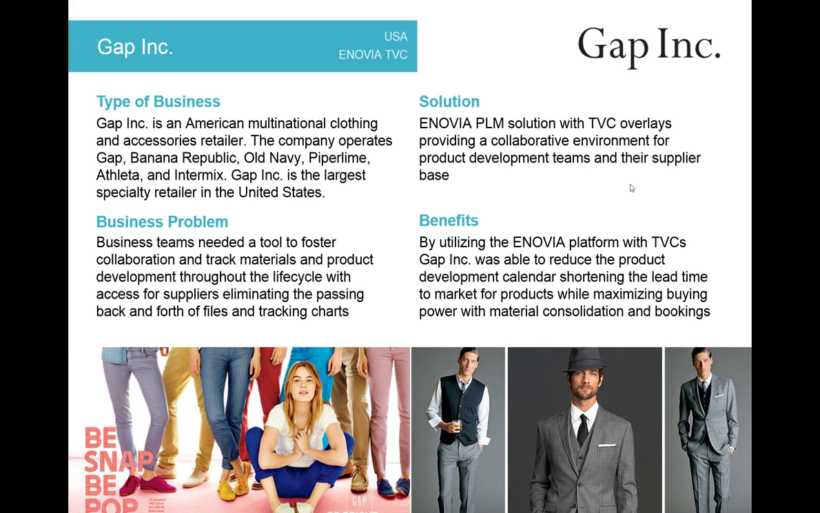And Gap themselves claim that they were able to reduce really the product development calendar, shortening lead time to market for their products, while maximizing the buying power by being able to consolidate materials and bookings to material suppliers. So superior overview gave them the possibilities to become a lot more efficient in their sourcing activities as well. And I think this is a great story and a really great company to work with, and to see the things they've done is purely amazing there.